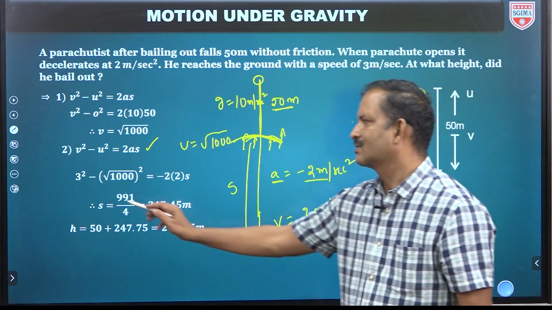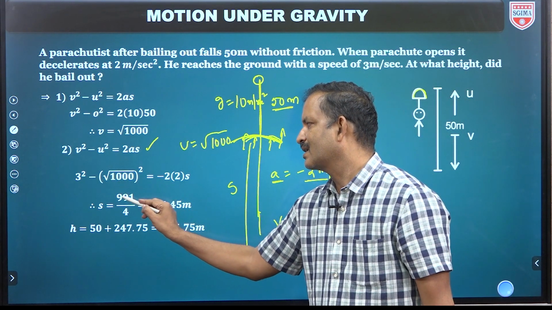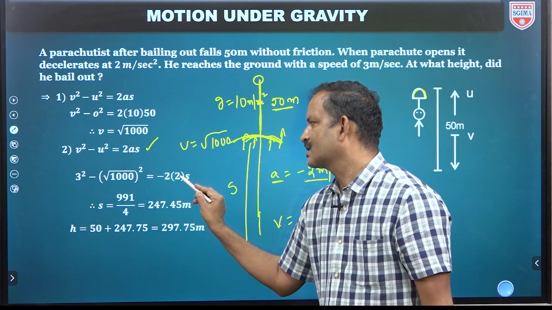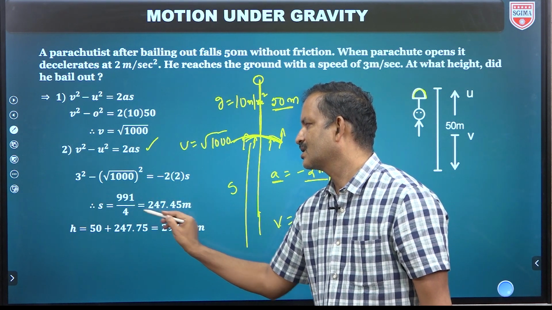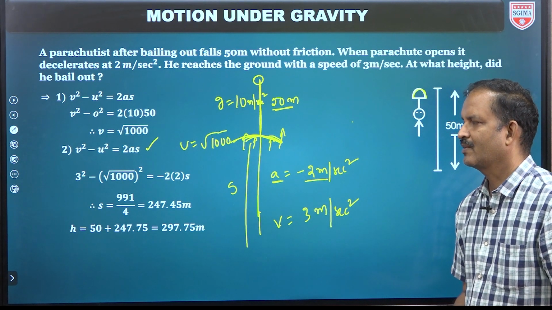By simplifying this one, 3 square minus 1000, 9 minus 1000, minus 991, but minus 4, you will get that minus will get cancelled. So, 247.45 meters you will get.